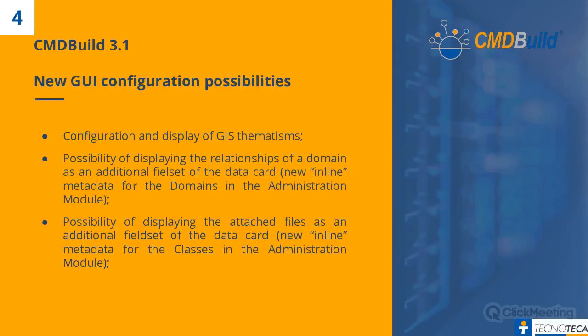Let me go through all the features that we will see, and then you will actually also see them. Talking about the graphical user interface, you can now display GIS thematism on the map. For example, with different colors for specific attributes, you can have a really quick view, without having to go through all the cards, of how your elements are distributed on a map.